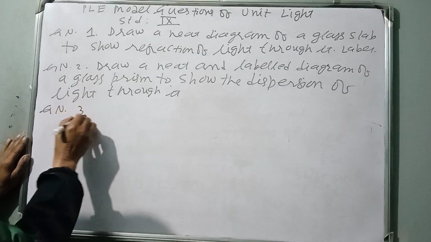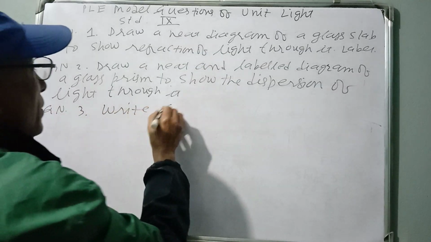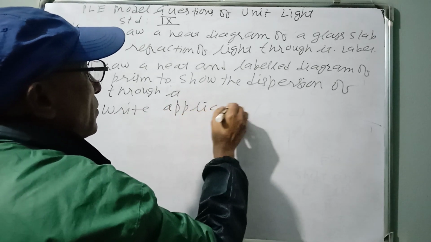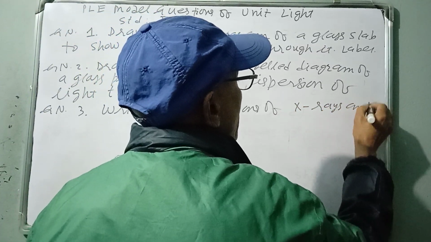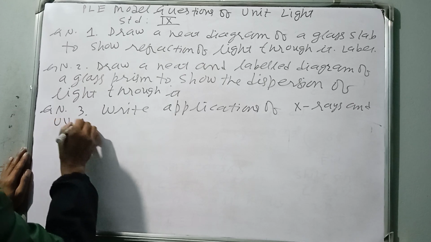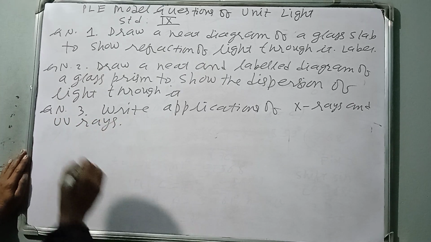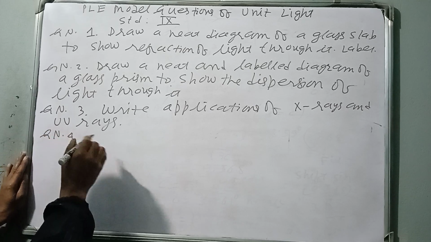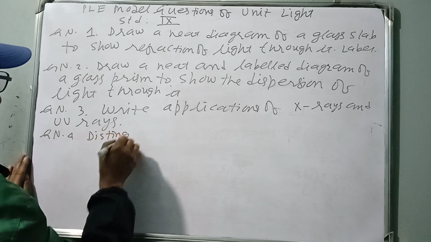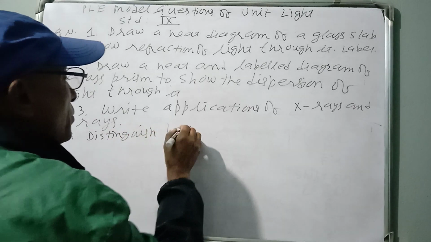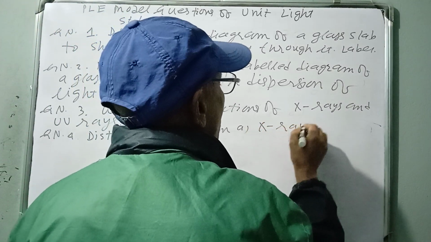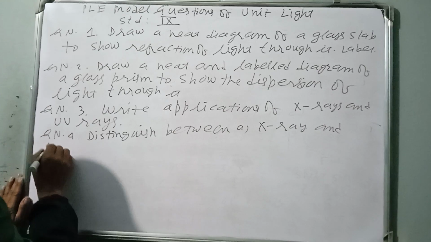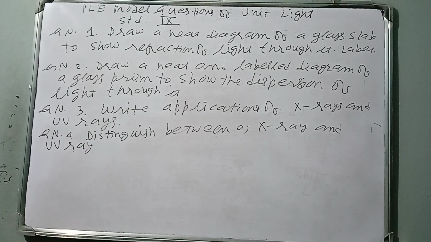Question number 3 is: write applications of X-rays and ultraviolet rays. Question number 3. Question number 4: distinguish between X-ray and ultraviolet ray. For the sake of examination, from the examination point of view, you can write 2.